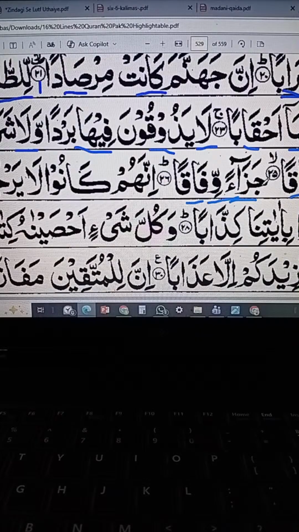This one. Jaza'an wifaqa. Alif madda is here, then again the alif madda is here. And the next one is innahum. We have to do gunna here. The meaning of gunna, we have to take the sound in our nose.